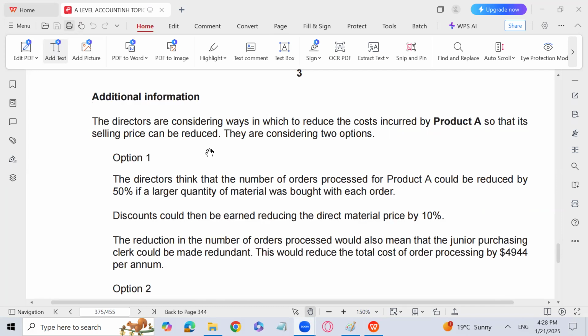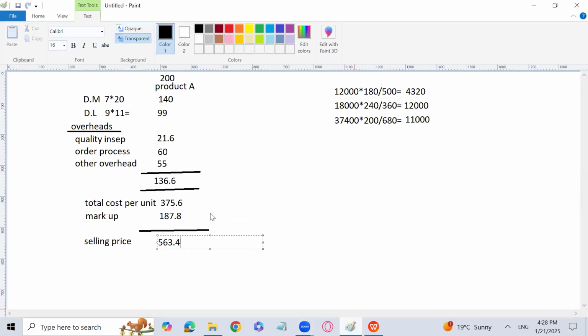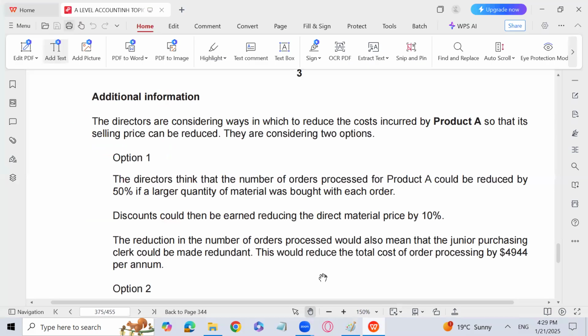It means that they don't want to change the markup. Maybe they want to remain at 50%. But in order to reduce the selling price, they need to reduce the cost. For example, if the cost will become 200, then definitely markup will become 100, and the selling price will become 300. So obviously selling price will reduce that way if the cost is going to be decreased.